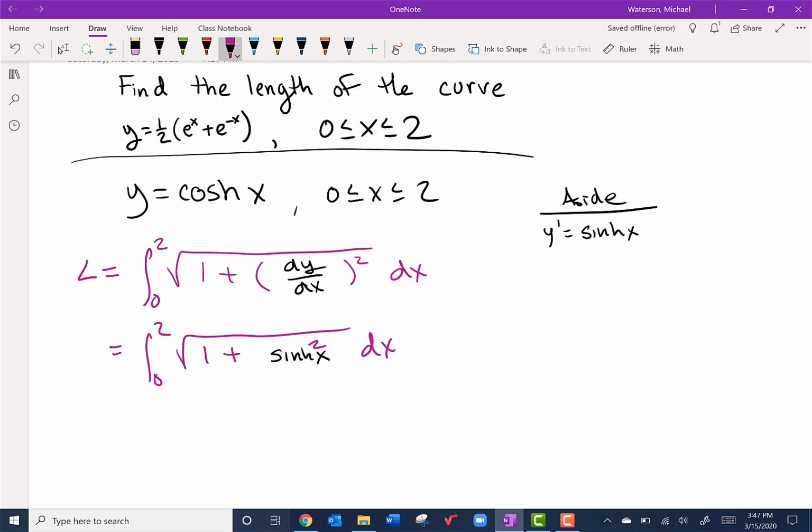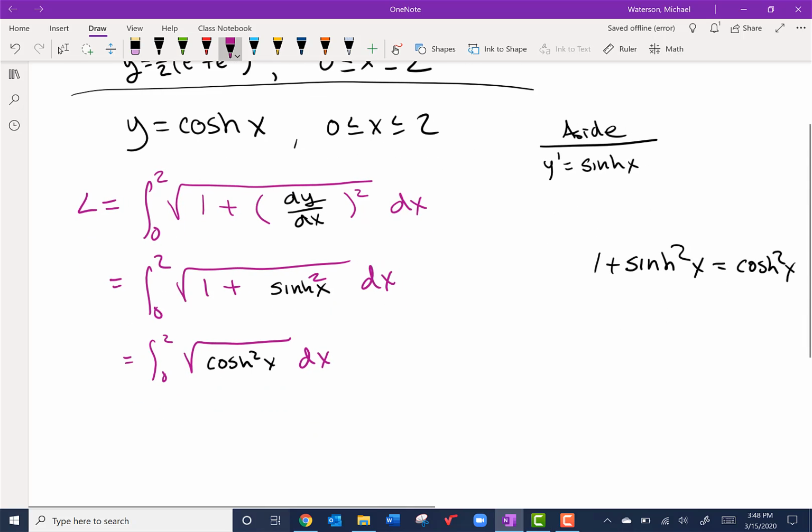Wouldn't you know? 1 plus hyperbolic sine squared? Shoot, that's equal to hyperbolic cosine squared. So we can do a quick substitution on this. And furthermore, hyperbolic cosine is always positive. Shoot, it's 1 or bigger. Therefore, we can take the square root of the square, and we're good to go, leaving us with the integral from 0 to 2 of hyperbolic cosine of x dx.